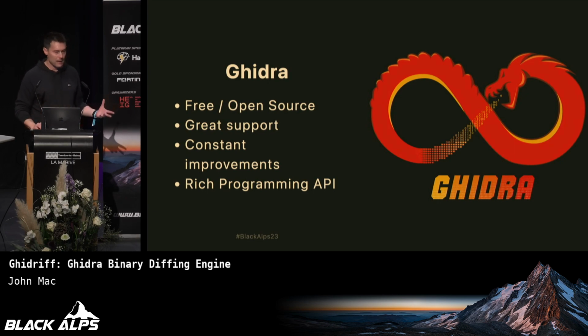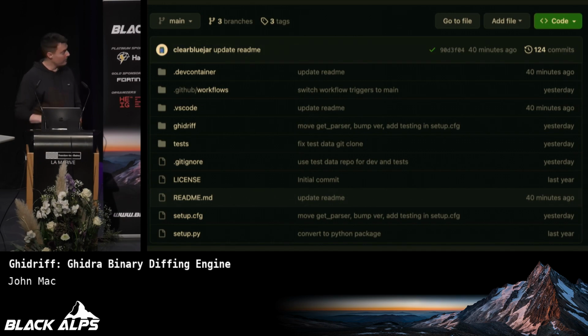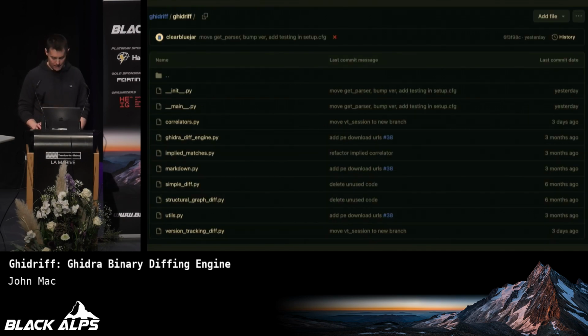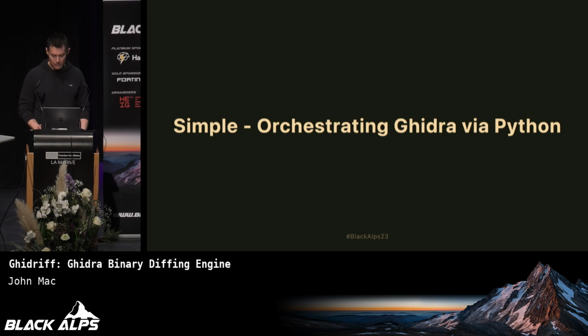The programming API is pretty good. It is Java, and we'll talk about this in a second. I'm using Python to access Java. I wanted it to be simple. This is the full Python package here. If you dive into the package itself, it's only about 8 or 9 source files. I feel like it's pretty straightforward to understand. The basic flow is we're parsing the arguments, setting up a Ghidra project, analyzing those binaries, doing the actual diffing, and then generating that markdown. Those are the 5 steps of the tool at a high level.